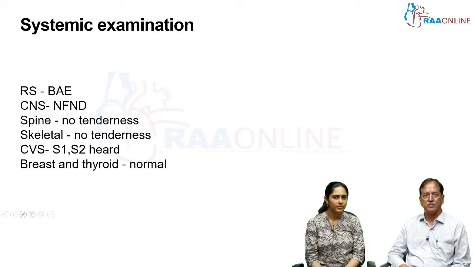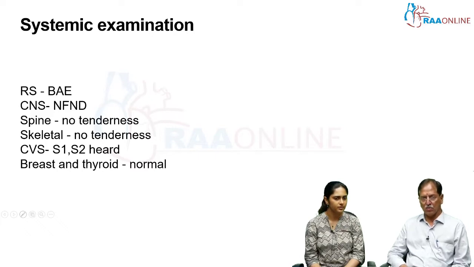Coming to the systemic examination. In the respiratory system, there is bilateral air entry. CNS, there is no focal neurological deficit. Spine and skeletal system, there is no tenderness. CVS, S1 and S2 are heard. Breast and thyroid examination are normal.